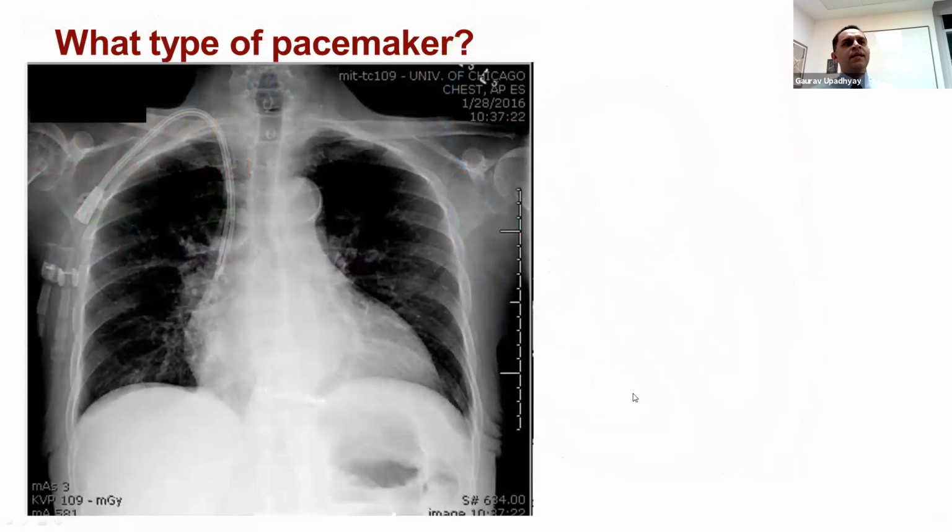Okay, and here's yet another type of pacemaker. Anyone want to take a guess at what type of pacemaker this is?